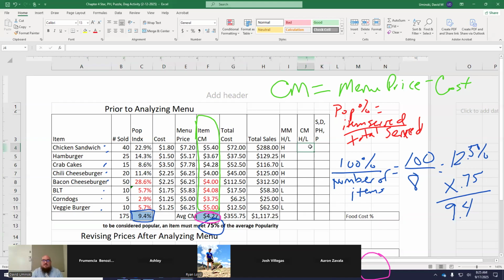So is $5.40 higher or lower than 4.27? Higher. 5.40 is higher. 3.67? Lower. 4.28? Higher, higher by a penny. $4? Lower. Good. 4.08? Lower. 3.75? Lower. And $5? Higher. Okay. Questions, comments, concerns?